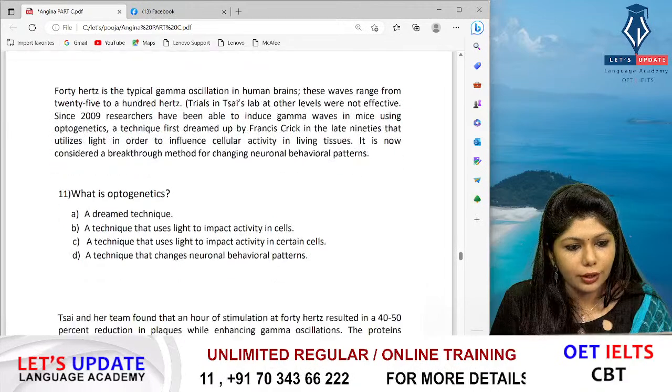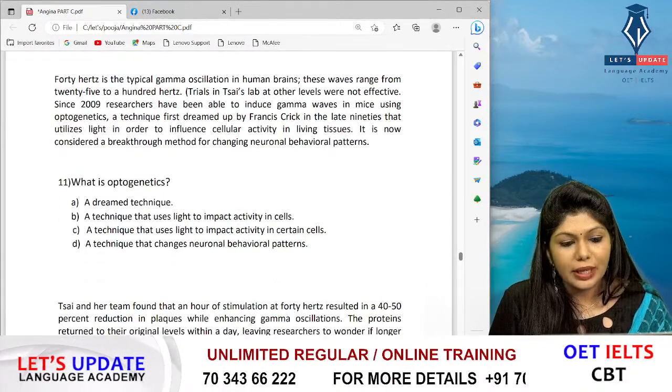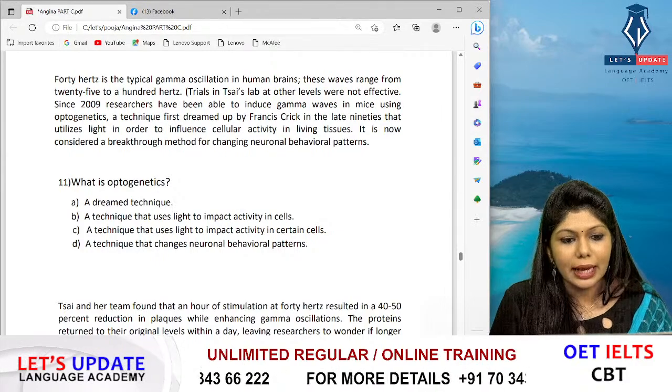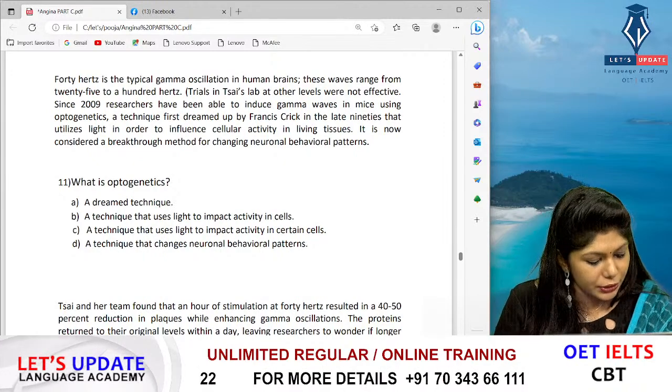So now moving on to the next paragraph, and the question is what is optogenetics, and this is the paragraph. I'll give you a minute to read it and we'll solve it together.